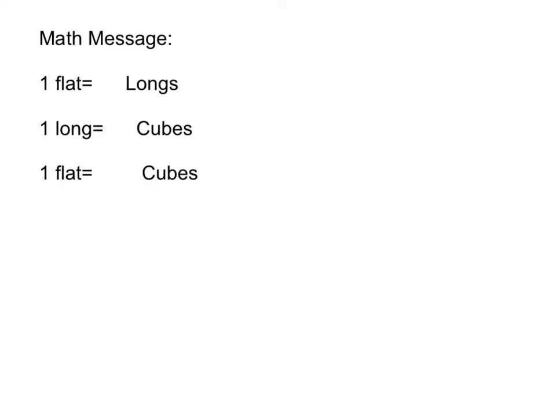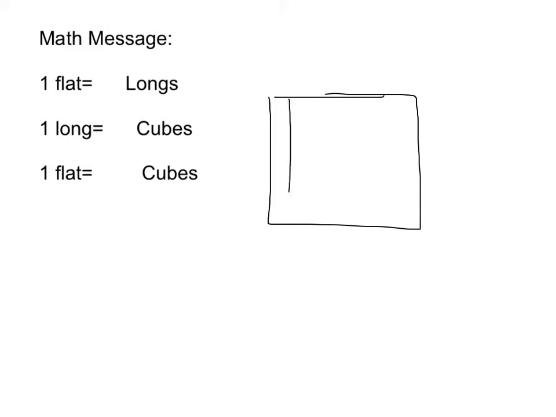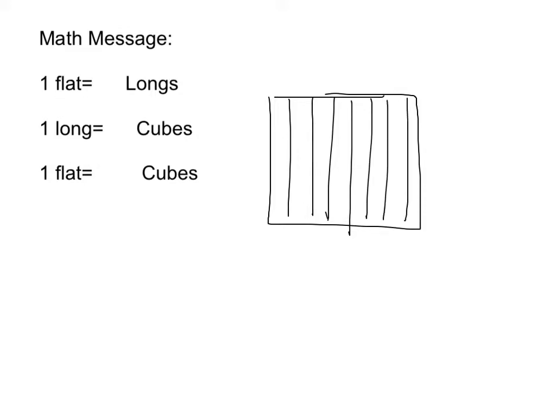Our math message states, 1 flat equals how many longs? 1 long equals how many cubes? 1 flat is how many cubes? Remember that this was your flat, this whole big board with those 100 squares, and then the longs were each of these pieces inside. So if I did this correctly, how many longs should there be on a flat? Right, there should be 10 longs.